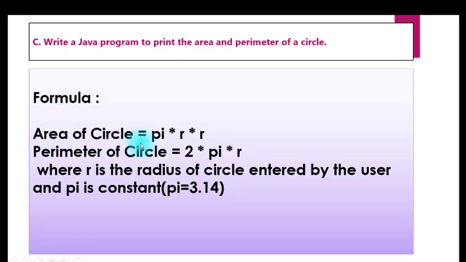To calculate the area of a circle, the formula is pi r square, that is pi into r squared, and to calculate the perimeter of a circle, the formula is 2 into pi into r, 2 pi r. In this, only one thing is unknown, that is the radius of the circle. So we will take the radius as an input from the user. R is the radius of the circle entered by the user, and the value of pi is constant, that is fixed, which is 3.14. We only have to use these two formulas.